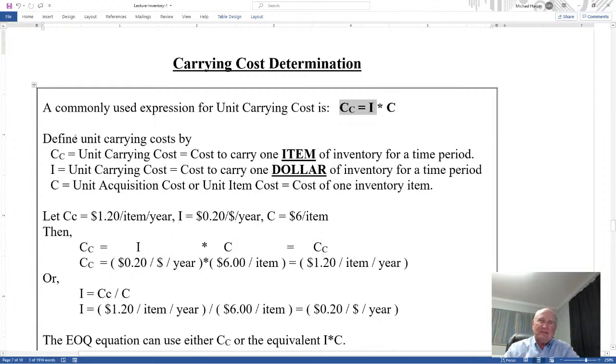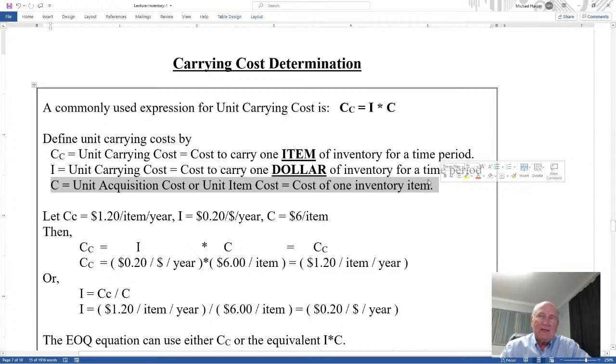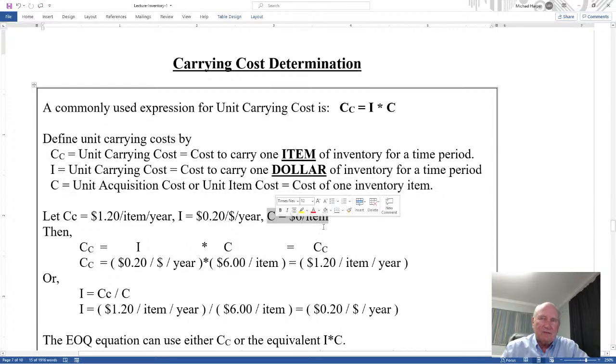So this could be C sub B, this could be C sub C in some companies, or this could be H in some companies. I've seen all different things being used in companies, even textbooks, because there is no standard. And then C is a unit or item cost of one inventory item. So the idea is this. Let's suppose that your item costs $6. Again, just like I said before, a $6 bottle. So that bottle's $6.